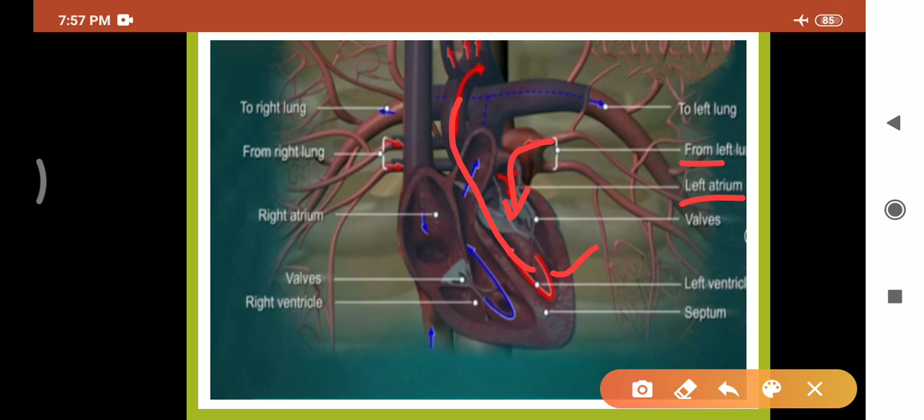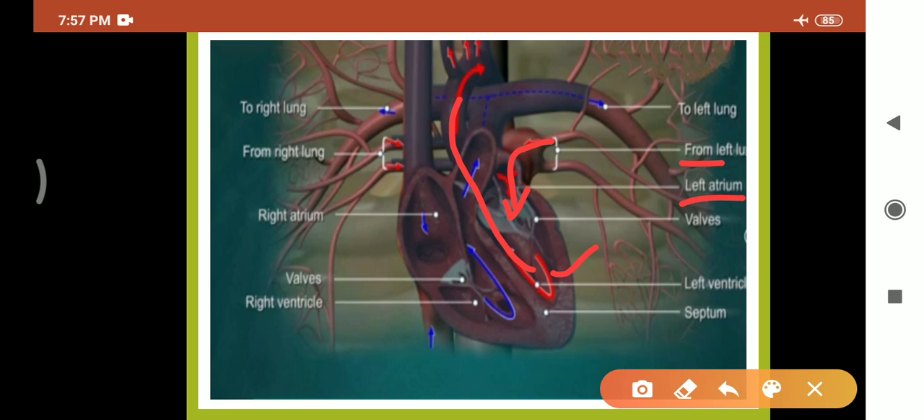When this oxygenated blood is supplied all over the body, all tissues get the oxygen. When they have taken the oxygen, the blood is again deoxygenated. When it is deoxygenated, it should come back to the heart. How does it come to the heart? It comes with the help of the inferior and superior vena cava, which are the large veins attached to the heart.